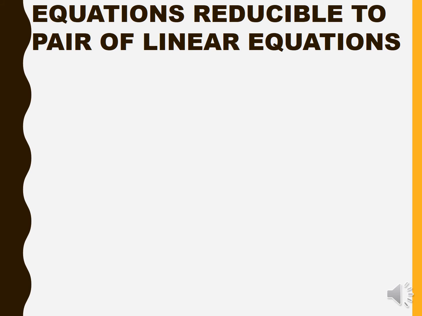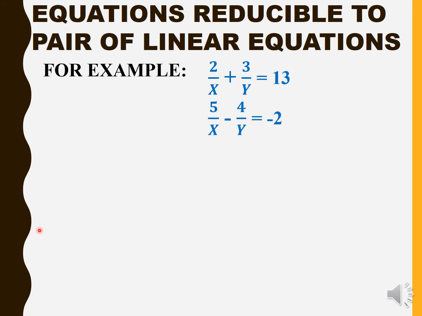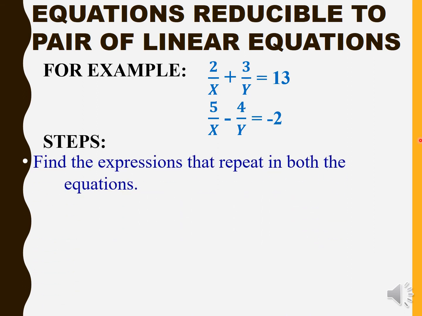Equations reducible to a pair of linear equations. Suppose we get equations like this, where the equations are not in linear form. If they are not linear, then we have to solve them by first transforming them into linear form and then solving by some method. To transform them into linear form, first we have to identify which parts of the equation are not in linear form.